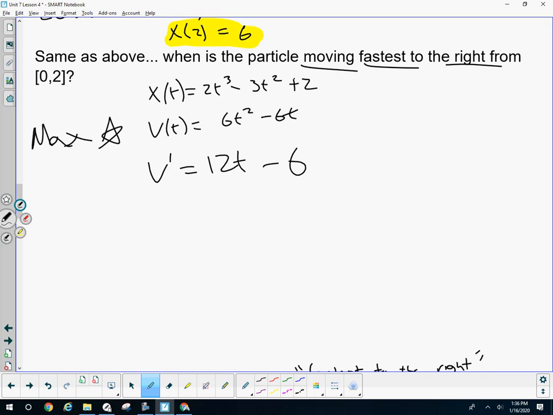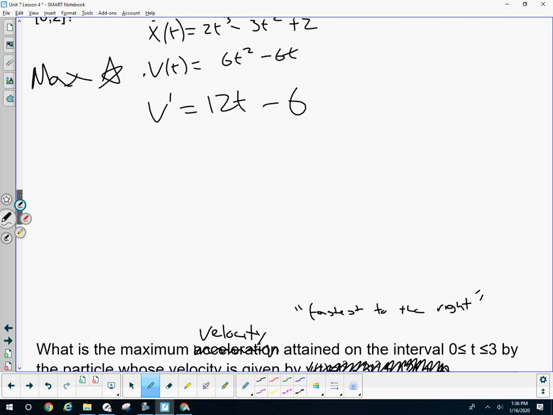I didn't start with that. So I took the derivative to get that, and then I took its derivative to set it equal to 0 to find the max or min. I won't go through the process of doing that. We'll move on. Okay?